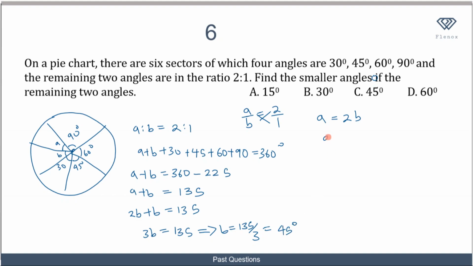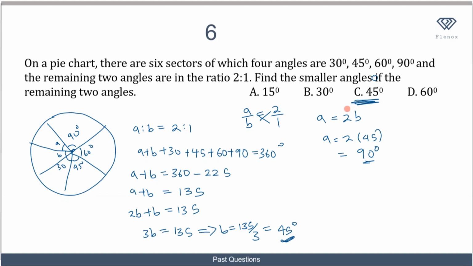And A will be equal to 2 times 45, which is 90 degrees. Which is smaller out of 45 and 90? We see that 45 is smaller. So the smaller of the two angles is 45 degrees, and that makes the correct option to this question option C.